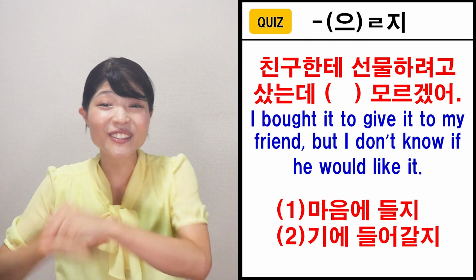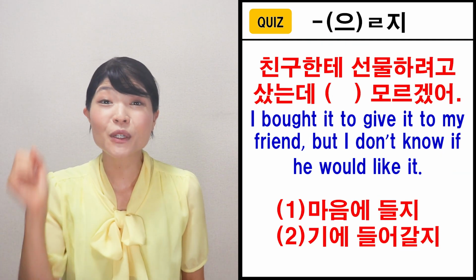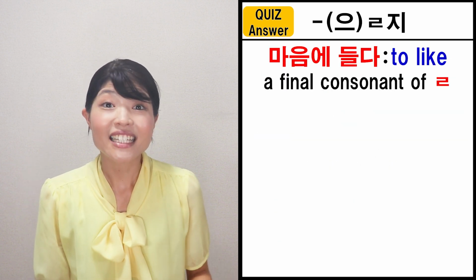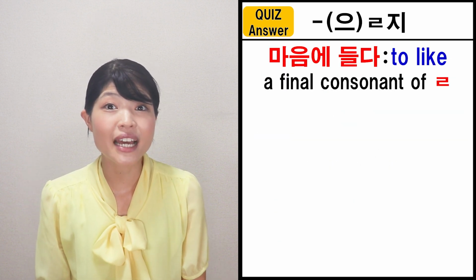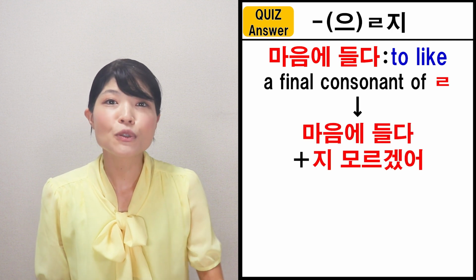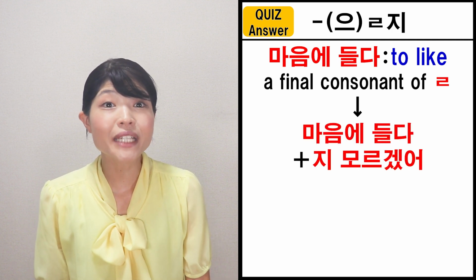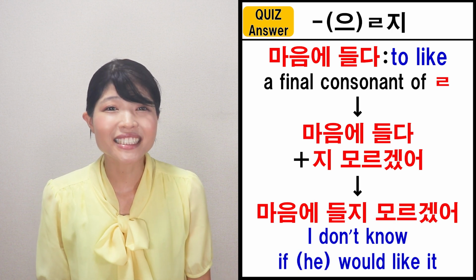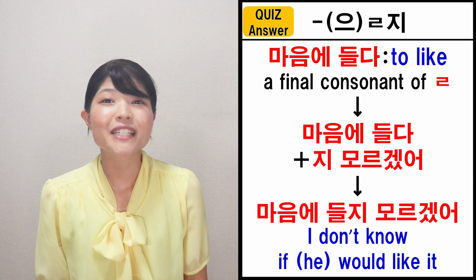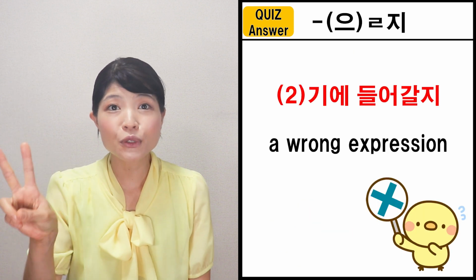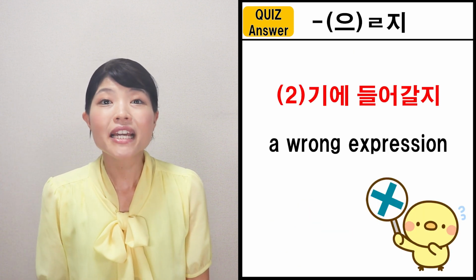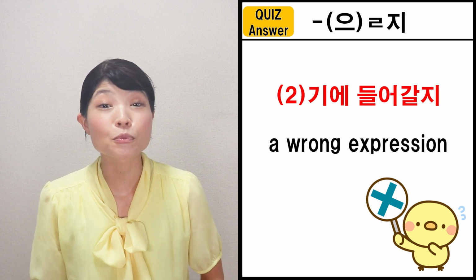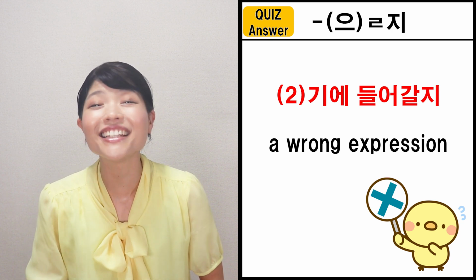The correct answer is number 1. 마음에 들다 is to like. 들다 has a final consonant of ㄹ. So you directly add 지 모르겠어 to make 마음에 들지 모르겠어. I don't know if he would like it. Number 2 is the wrong answer because 귀에 들어갈지 itself is a wrong expression. I just made it up.